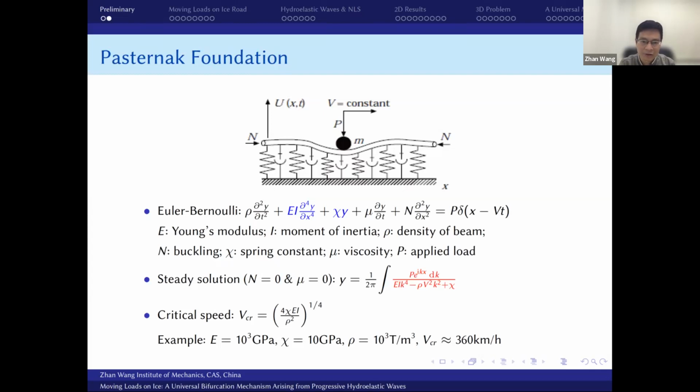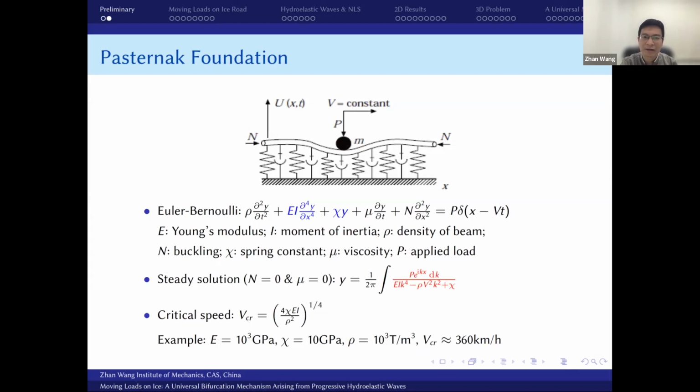For example, you take E, the Young's modulus, as 1000, chi, the Hooke's law constant, as 10, and the density as 1000. You can calculate and find the critical speed is 360 kilometers per hour, which is a very reasonable speed. A lot of trains can achieve this speed. And when the speed is close to this critical speed, the deformation of the elastic beam could be very large, and then the system becomes unstable.